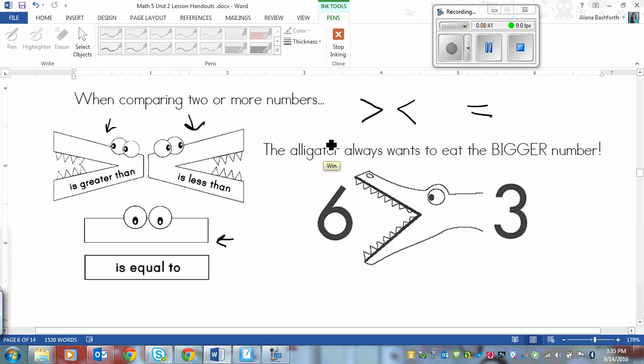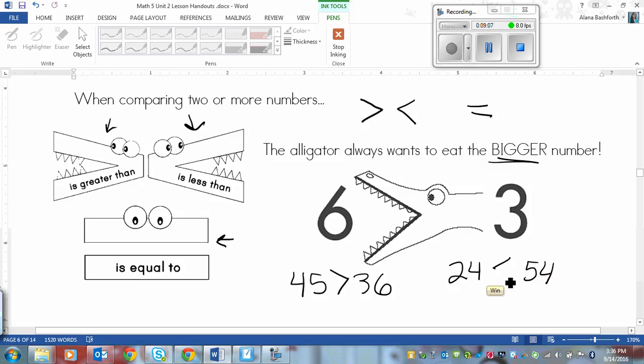And then to remember which way to put it, always remember that the alligator wants to eat the bigger number. So like this. The six is bigger, so that means that the open mouth is towards the six and it's pointing at the smaller number, the three. Okay, so if I had 45 and 36, then my alligator would eat the bigger number. Or if I had 24 and 54, then my alligator would eat the bigger number.